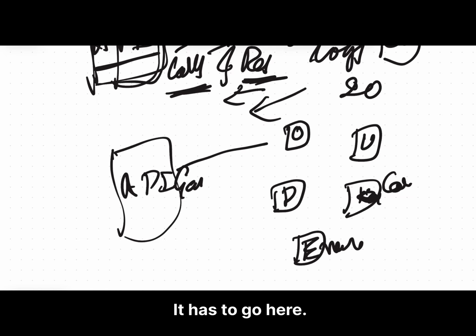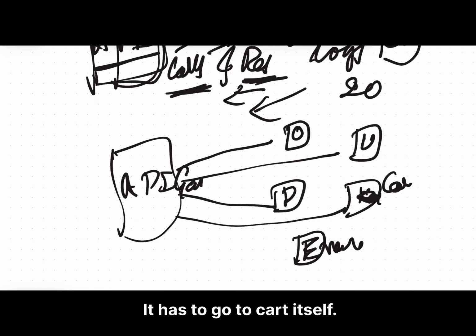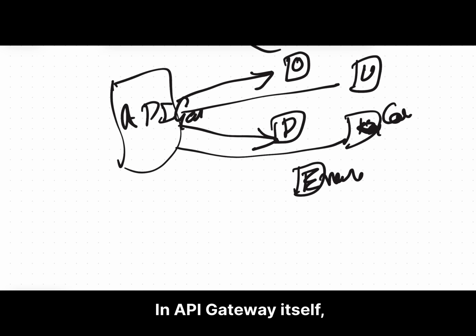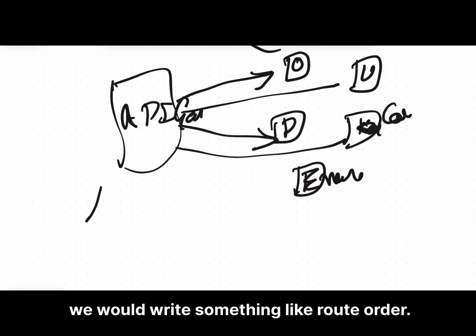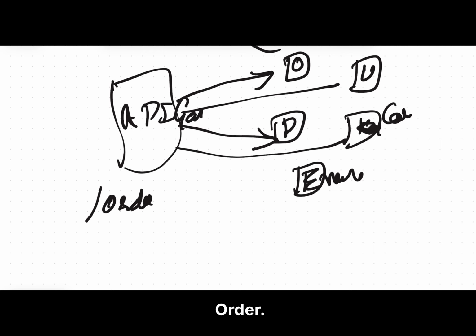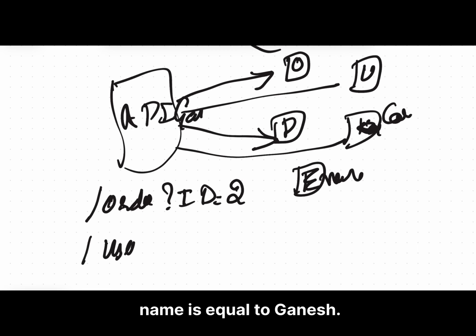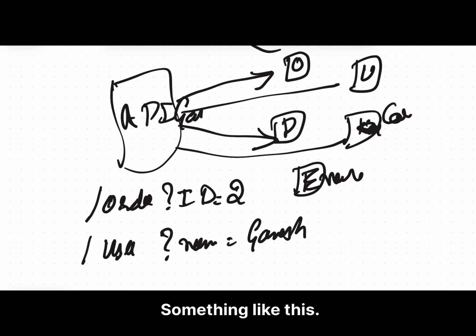It has to go here. It has to go here. It has to go to products. It has to go to the cart itself. There is something called routes. In API gateway itself, we would write something like route order, order, and ID is equal to, and user name is equal to Ganesh, something like this.